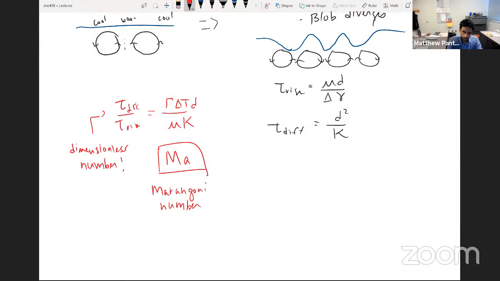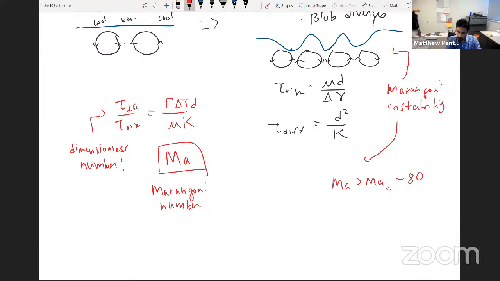Okay. So anyhow, this process where we get this effect is called a Marangoni instability. It happens when the Marangoni number is greater than some critical Marangoni number of about 80. But let me double check this to make sure that I didn't mess up. I'll send a message after class.